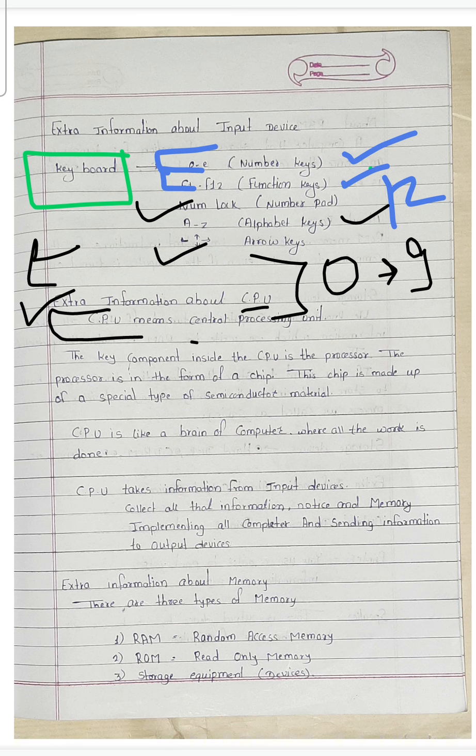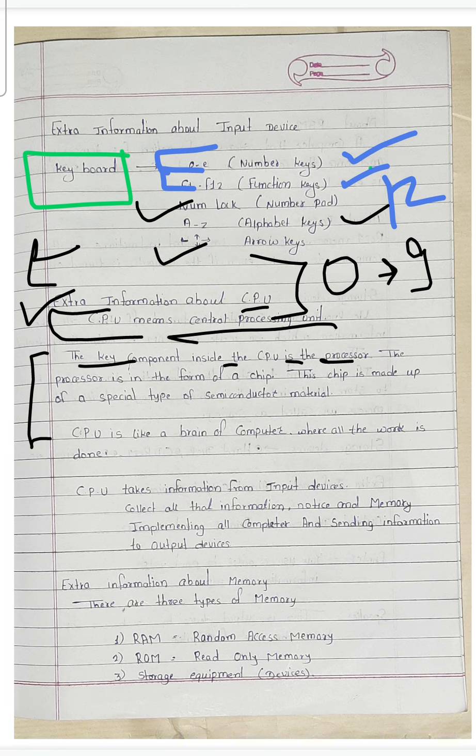So let's move on to the next point, that is extra information about the CPU. CPU means central processing unit. I told you the meaning of the CPU in the first part also. What is said here: the key component inside the CPU is the processor. So first of all you have to know about the processor.